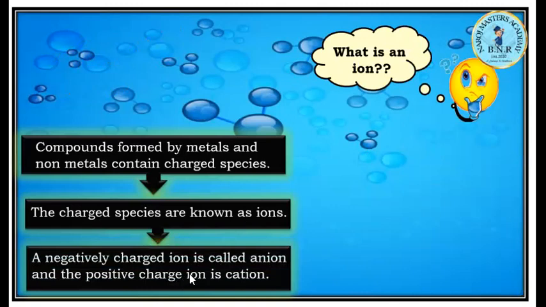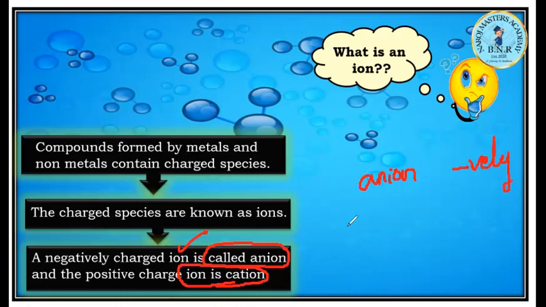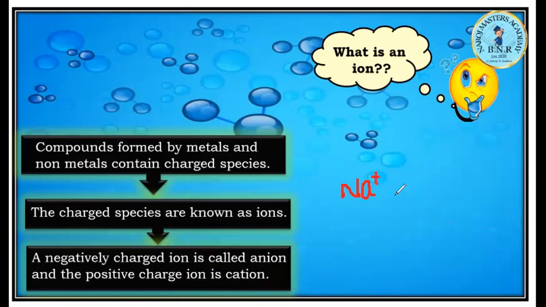So here, a negatively charged ion is called an anion and a positively charged ion is known as a cation. Defining anion is also very, very important. What is an anion? A negatively charged ion is known as an anion. And what is a cation? A positively charged ion is known as a cation. Anion is a negatively charged particle and cation is a positively charged particle. Is it right? For example, sodium ion is written as Na plus. Does it contain cation or anion? So we'll call it a cation.